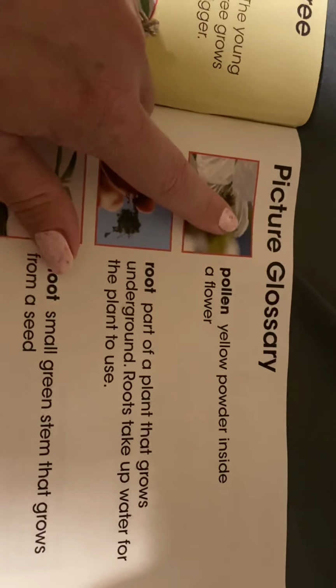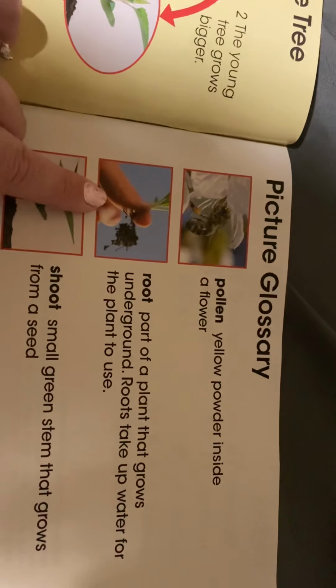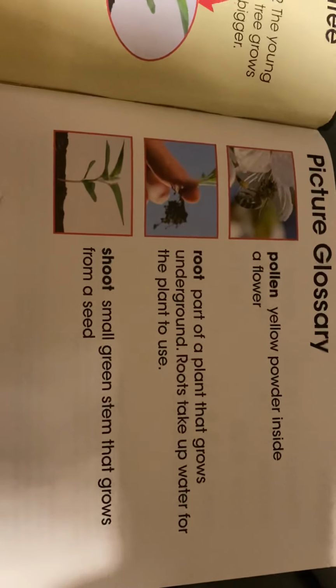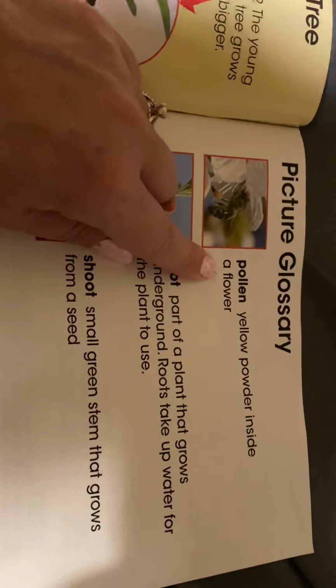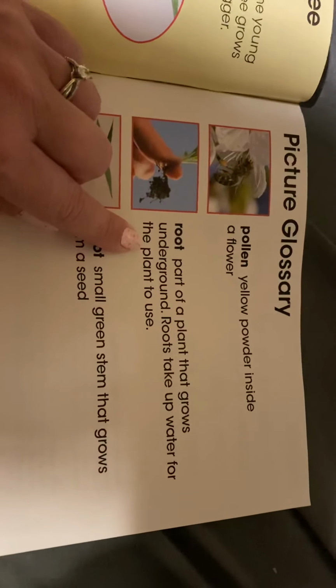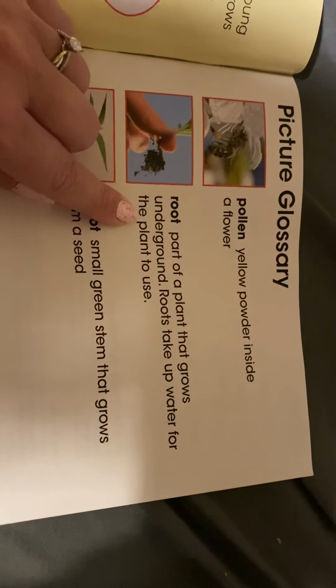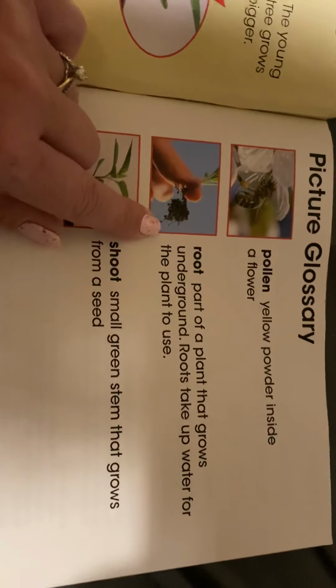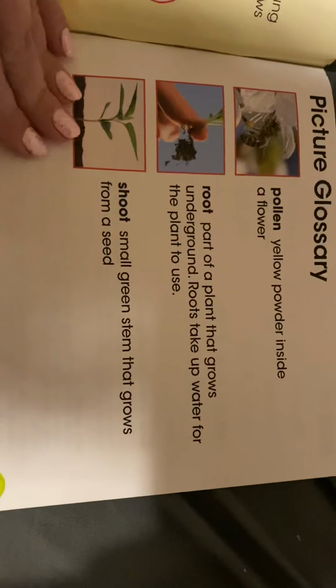So here's all the words that you should have learned from this book. Pollen. I'm going to ask you about some of these when you come on, so you better be ready. Root. Shoot. So remember, pollen is the yellow powder inside a flower that helps others grow or be spread around. Root is the part of a plant that grows underground, roots take up water for the plant to use. Remember, we talked about that before with pumpkins, that they drink that way. The shoot is the small green stem that grows from a seed.